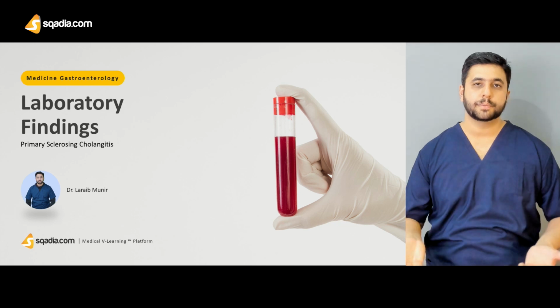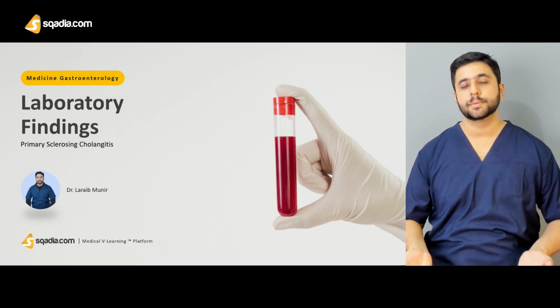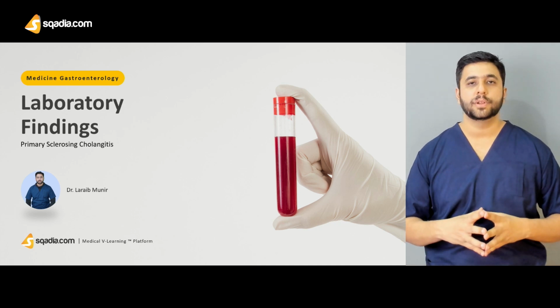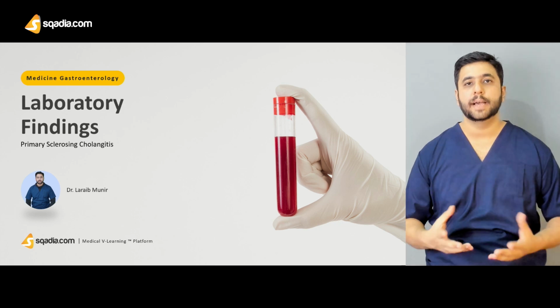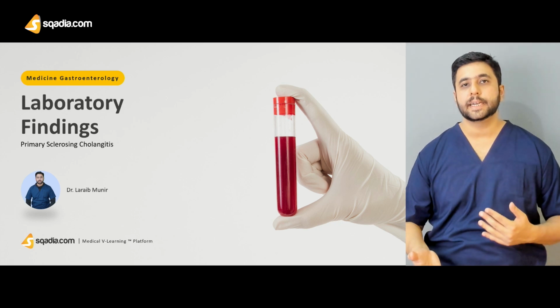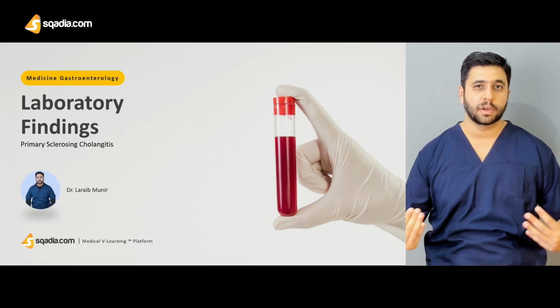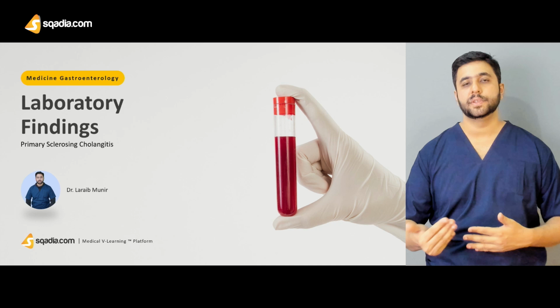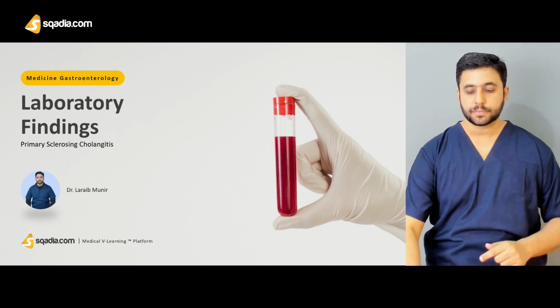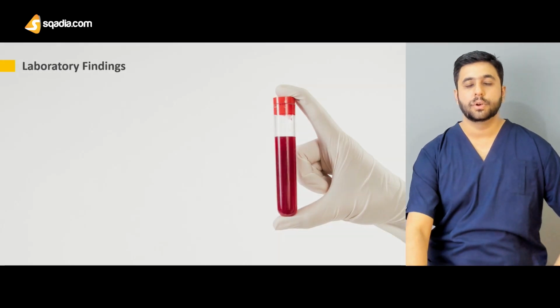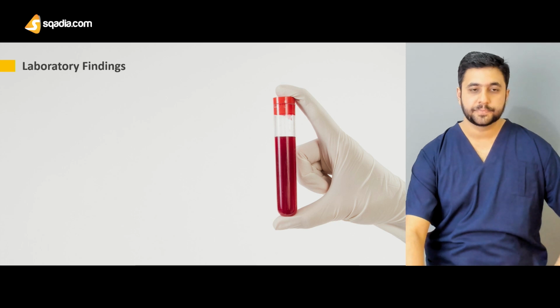So when we have a patient presenting with the typical signs and symptoms suggestive of a cholestatic disorder, we first perform the labs, and if the labs are indicative of primary sclerosing cholangitis, and if they rule out the other pathologies, then we proceed onwards with the radiological imaging. What are the important things to look for in the lab findings?